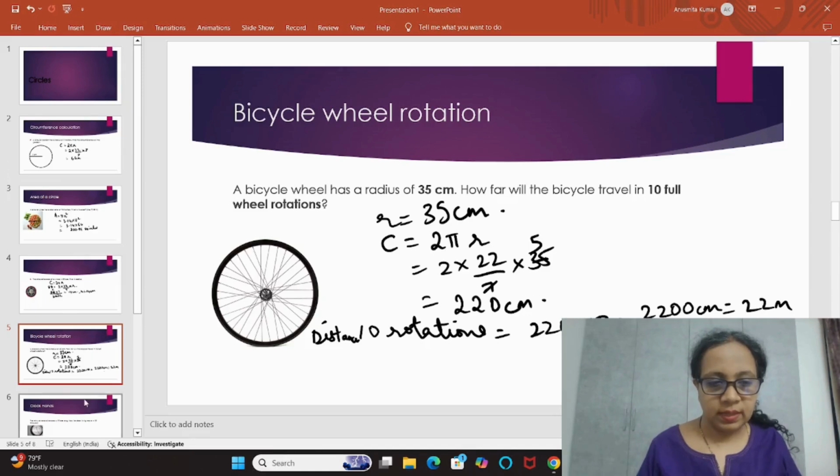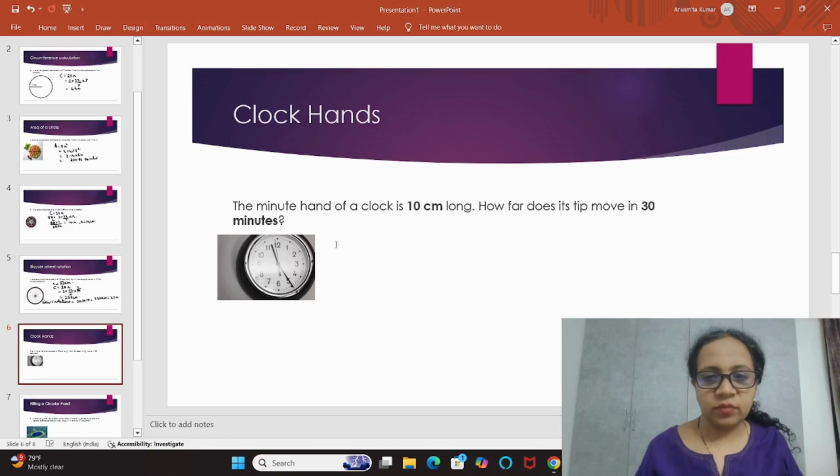Let's look at our next sum. The minute hand of a clock is 10 centimeters long. How far does its tip move in 30 minutes? Now here we can see the minute hand is nothing but the radius of the circle. It goes one full rotation in 1 hour. So what distance will it travel in 30 minutes? In 30 minutes it will travel half a rotation. Now when it completes one full rotation, the distance traveled is nothing but the circumference.